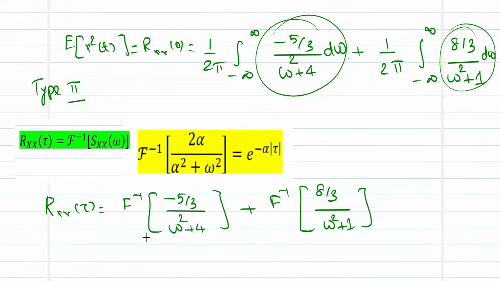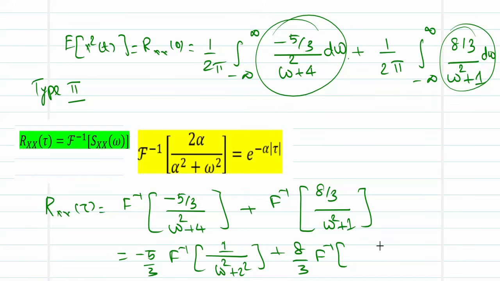So we have it of this format. Now I need to adjust these terms, which means let me pull this 5 by 3 outside. So I will have F inverse of 1 divided by omega square plus 2 square, plus 8 by 3, let me pull it outside, F inverse of 1 divided by omega square plus 1 square. Now see our requirement. Our requirement is going to be 2 alpha in the numerator. So 2 into, what is going to be my alpha? Alpha is going to be equal to 2 for this first factor. So I want 2 into 2 in my numerator. So I will be multiplying by 4 and dividing by 4 to balance it.